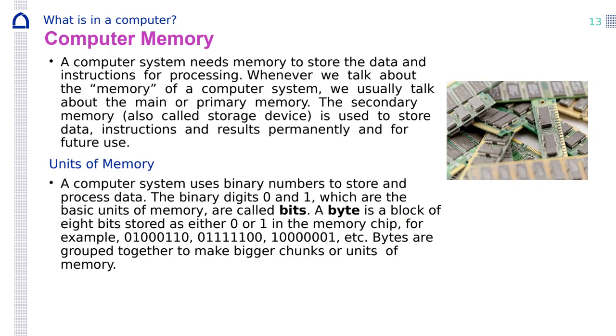The computer memory. Each computer needs memory to store the data and instructions for processing. When we say memory in general, we are talking about the main memory or the primary memory. The secondary memory, usually we call it a storage device. This secondary is stored permanently and forever, unless we delete it.